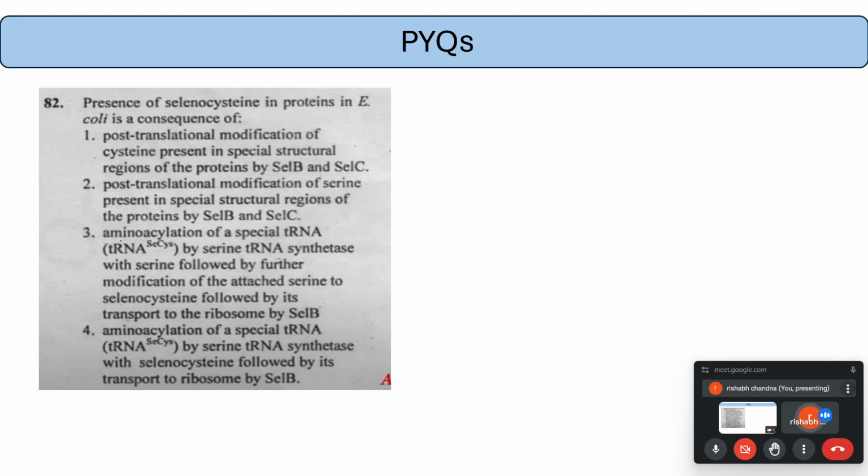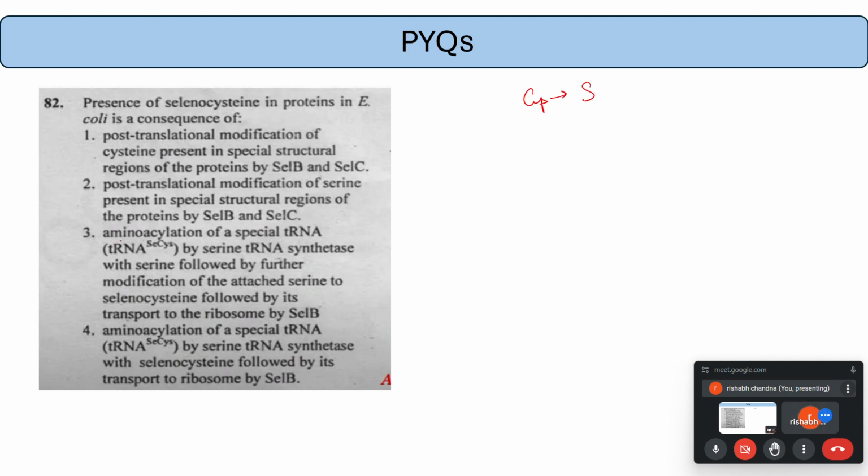Now moving on to the next question. Presence of selenocysteine in proteins in E. coli is a consequence of what? Selenocysteine is generally present in prokaryotes, and it is made by the post-translational modification of cysteine molecules, where the sulfur is replaced by the selenium metal.